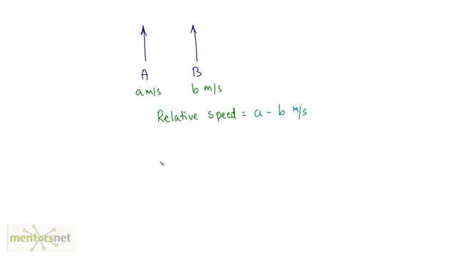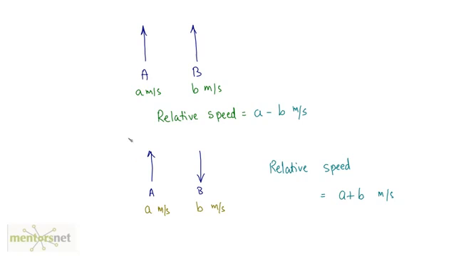Now let us take another situation. Now the objects are traveling in opposite directions. So the relative velocity, or the relative speed you would say, will be equal to the addition of these speeds. So A plus B meters per second. So it is clear that when the objects are moving in the same direction, you subtract their speeds to get the relative speed. And when they are moving in opposite directions, you add up their speeds.